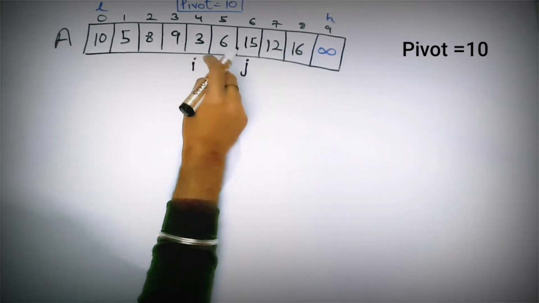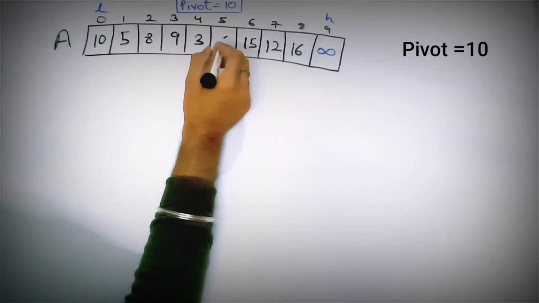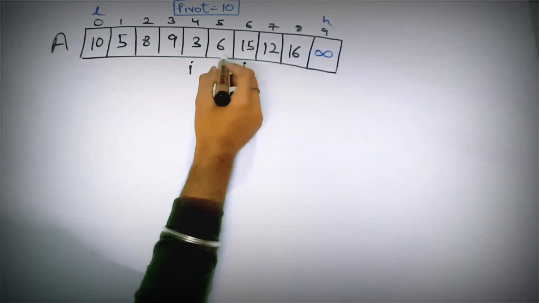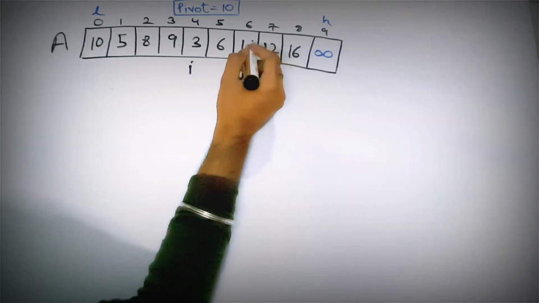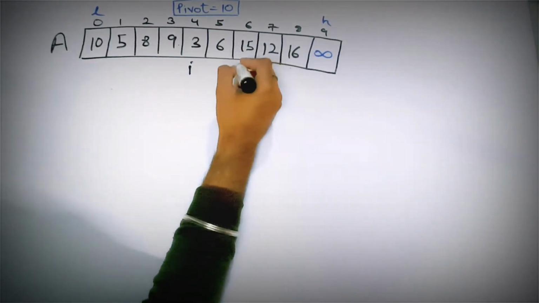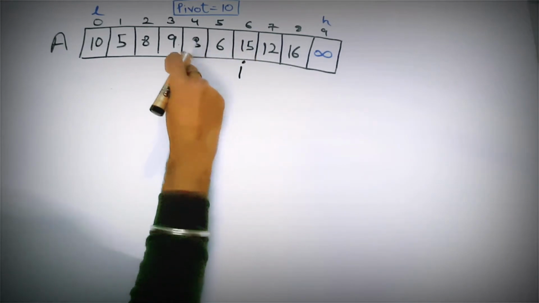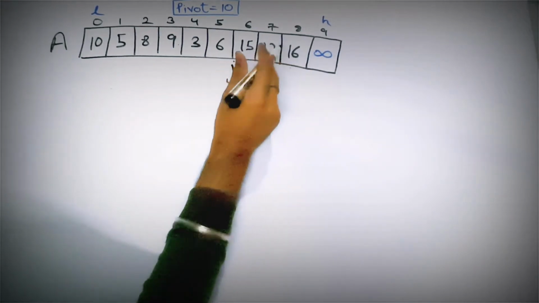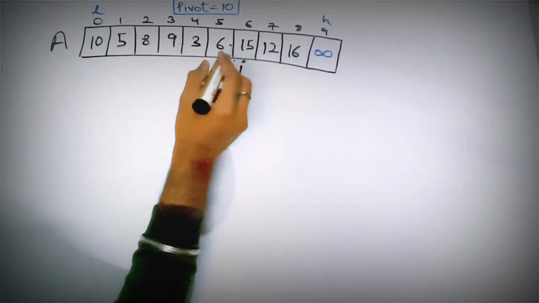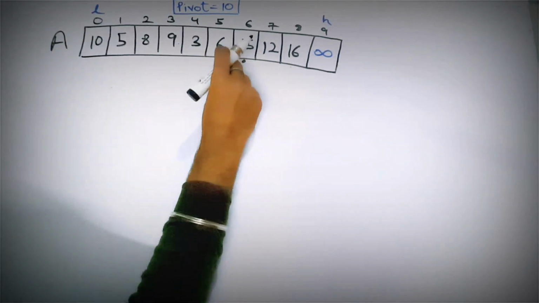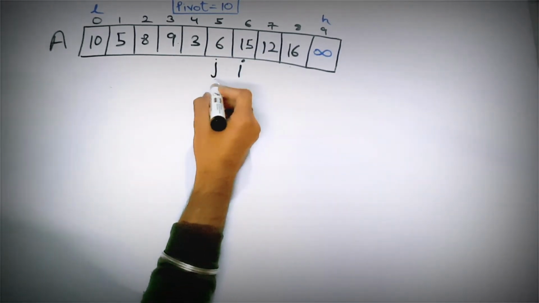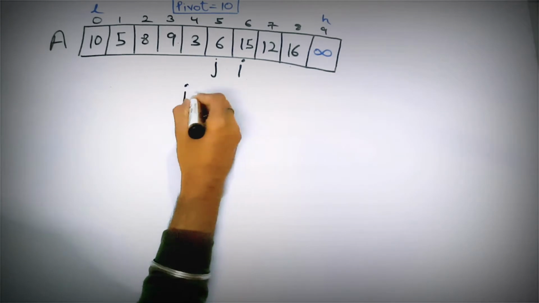Now again increment I. Next element is 6, which is less than 10. So I will not stop here. Again increment I. Next element is 15, which is greater than 10. So make it I. Decrement J. Next element is 6, which is less than 10. So stop J. Now don't interchange ith and jth elements because I has become greater than J.